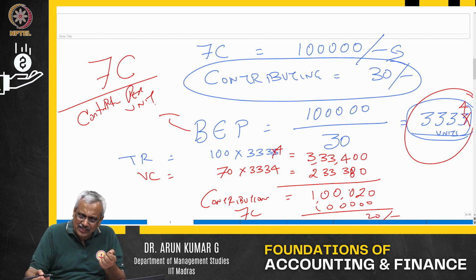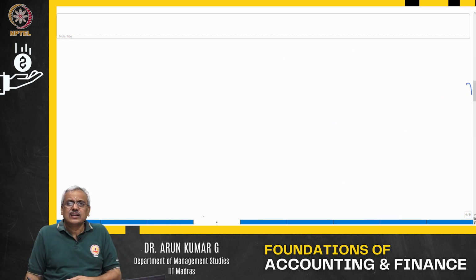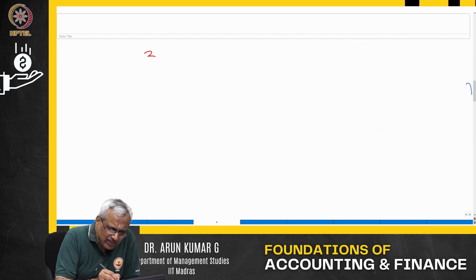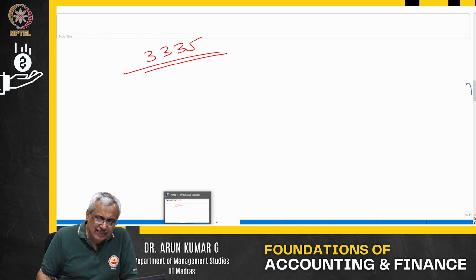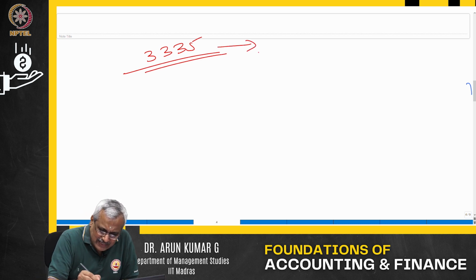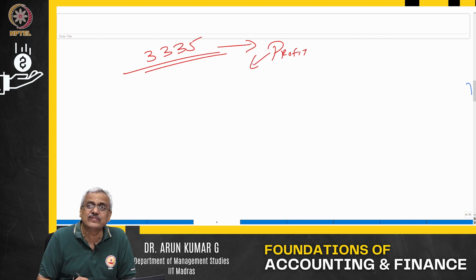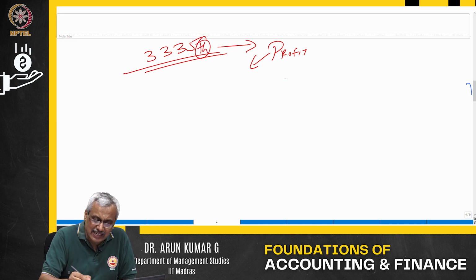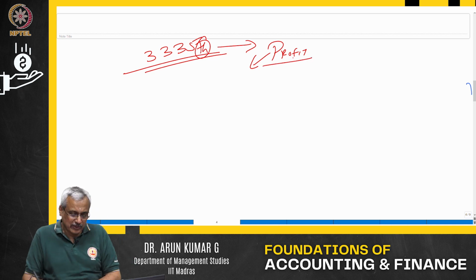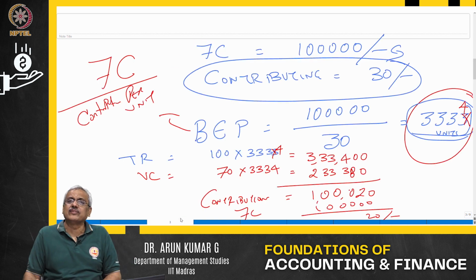Now, you see 3,334. Supposing I say I manufacture 3,335 units, that extra unit is going to give me 30 rupees. What is that 30 rupees? Fixed cost is covered, so that 30 rupees it is giving me is basically what is called profit. The contribution that extra unit, the 3,335th unit, is giving me is going to be my profit, as you can see in the previous case itself.